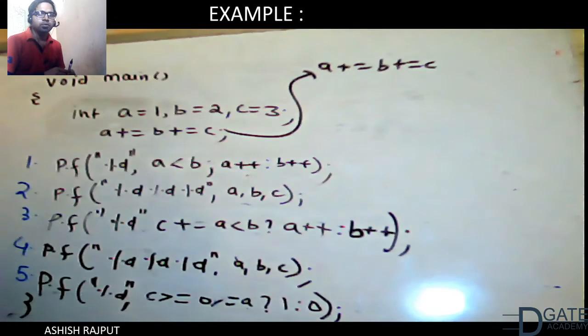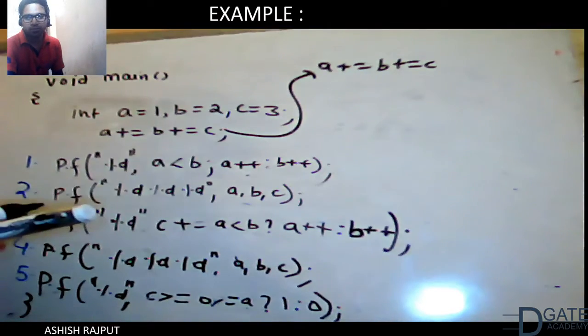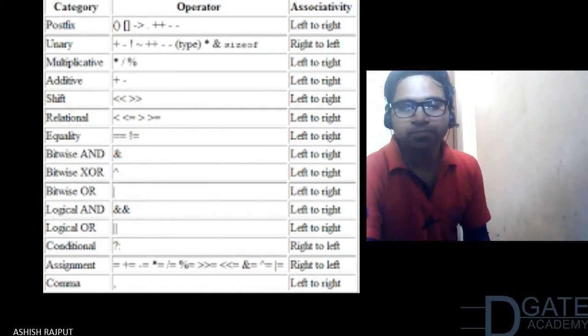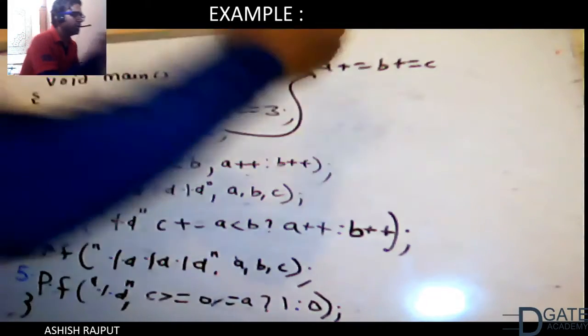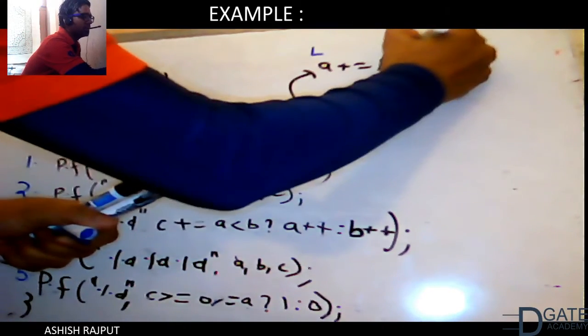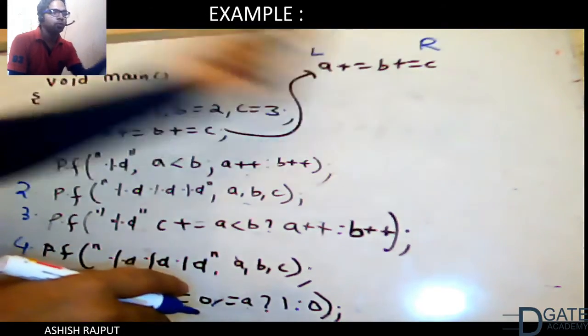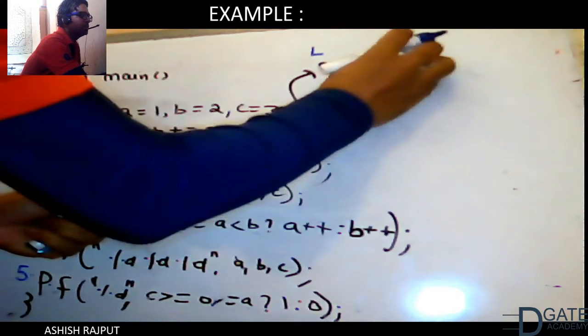We know that plus equal to has right to left associativity. In this table we can see that it is the second last, the assignment operator. Plus equal to will go right to left. So how to solve this problem? This is the left and this is the right. Plus equal to goes right to left, so go to the right and pick the two operands.